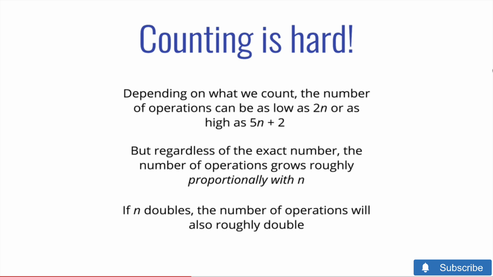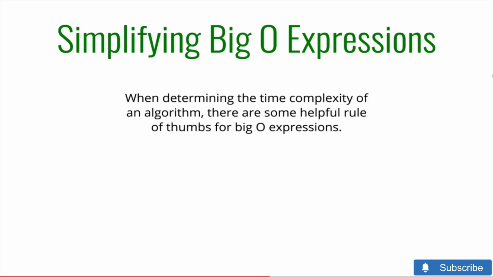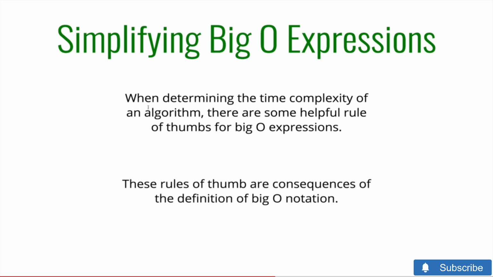We said that as n grows, the runtime grows proportionately with n. And it doesn't matter if it's 2 times n or 10 times n or 1,000 times n. The trend, the line that we're drawing on that chart, is proportionate with n. So now we're going to talk about some actual rules we can use to help us when simplifying these expressions. There are some helpful rules of thumb that we can follow.